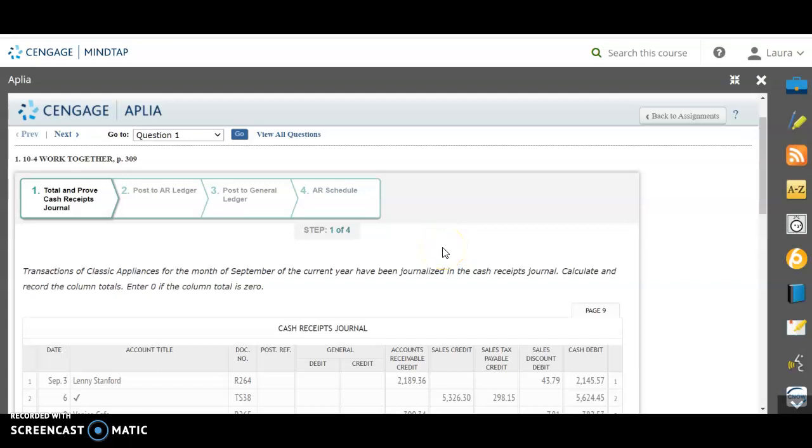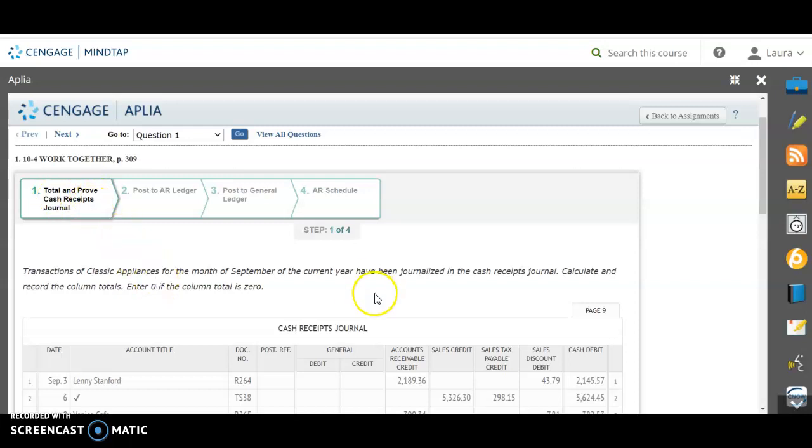This video is going to take us through the steps for 10-4, work together problem. You'll notice that there are 4 steps to this problem. It looks a lot bigger and more intimidating than it really is, so let's just take each step one at a time. So the first step, we are going to total and prove the cash receipts journal.